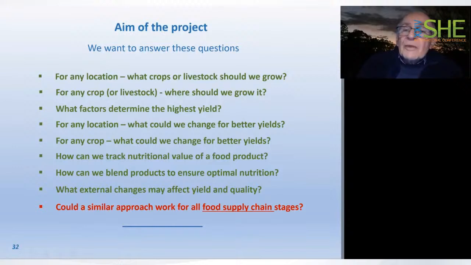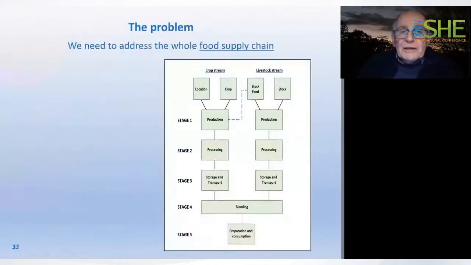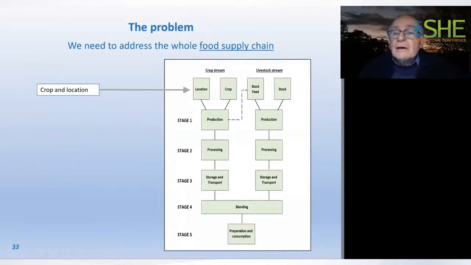And finally, could this approach that we use be applied to all levels of the food supply chain? Now, let me explain that. This is a schematic showing a stylized view of the food supply chain. We start with a food source, a crop or livestock, and a growing location. The first stage is the production stage. It's the growing stage.